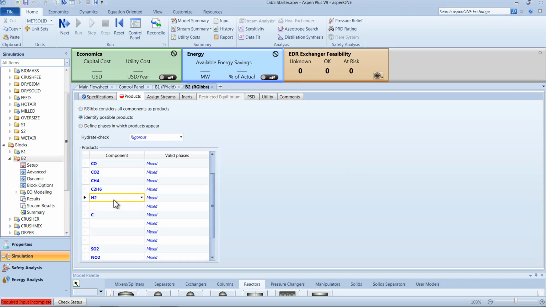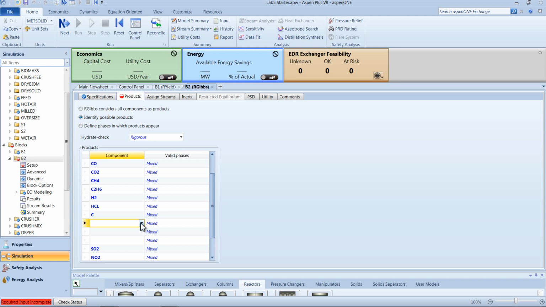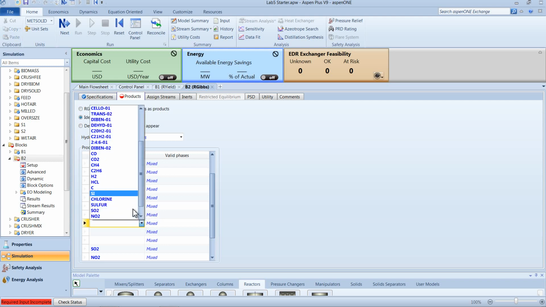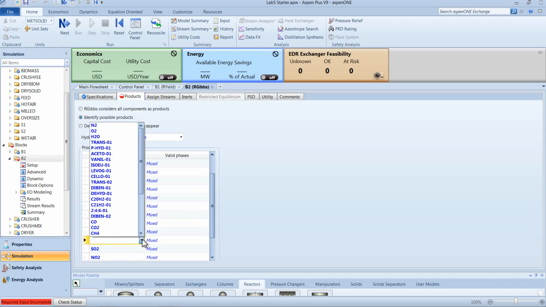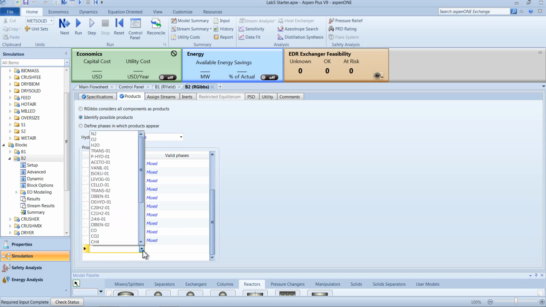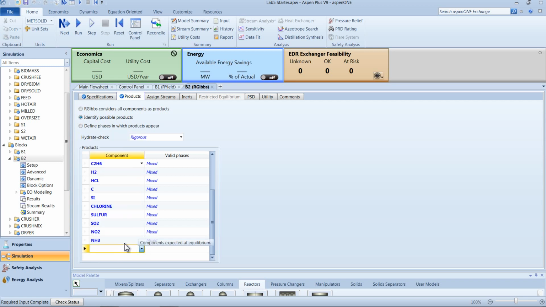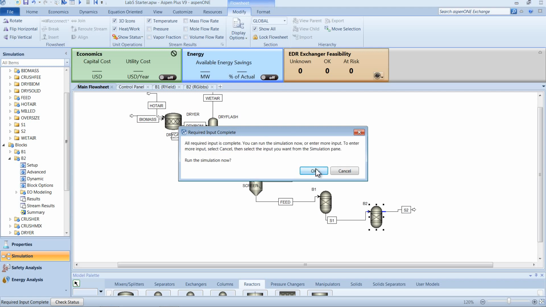So after H2 is HCl. Different spelling, different case. After carbon is silicon. After silicon is chlorine. And then sulfur. So SO2 and NO2. NH3, and let's add propane. Alright, that's done. So we can run it.